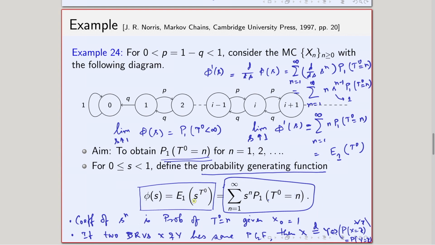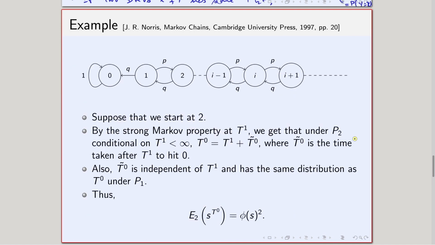Our aim here is first to calculate this probability generating function, and as I mentioned, once I get that, by collecting the coefficients, I can answer our main question. Not only that, we can also answer some other questions as a by-product. Okay, let us move on to the next slide. Now our revised aim is to calculate phi of s.